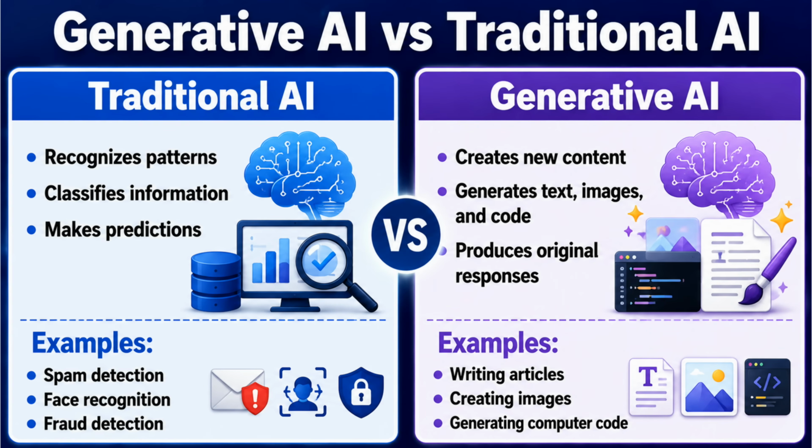Now we will see the difference between generative AI and traditional AI. Traditional AI recognizes patterns, classifies information, and makes predictions. For example, spam detection, face recognition, and fraud detection. Generative AI creates new content, generates text, images, and code, and produces original responses. For example, writing articles, creating images, and generating computer code.